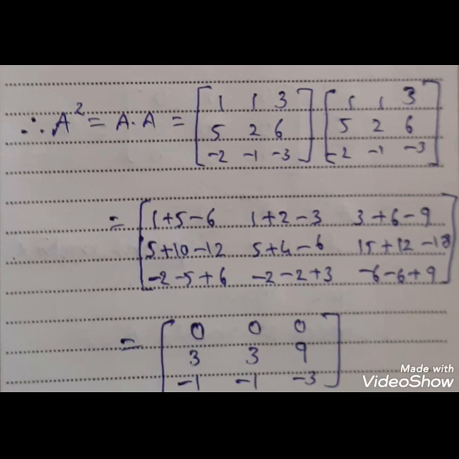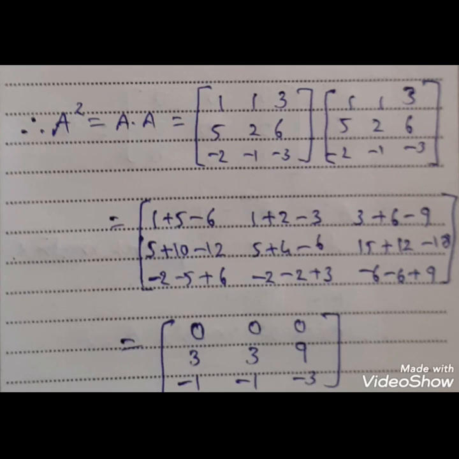Now we multiply the third row with the second column to get the second element of the third row. That is minus 2 into 1 is minus 2, minus 1 into 2 is minus 2, plus minus 3 into minus 1, that is plus 3. So minus 2 minus 4 plus 3, so minus 1 is the second element of the third row. Now the third row with the third column: minus 2 into 3, that is minus 6, plus minus 1 into 6, that is also minus 6, plus minus 3 into minus 3, that is 9. So minus 6 minus 6 plus 9, we get minus 3 as the third element of the third row.